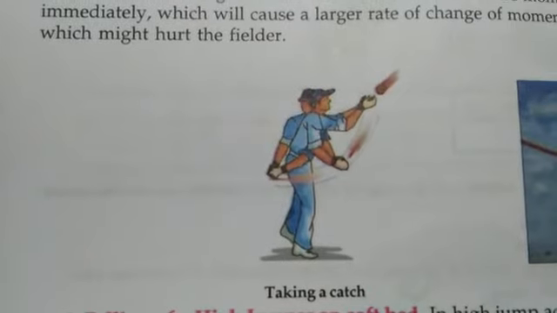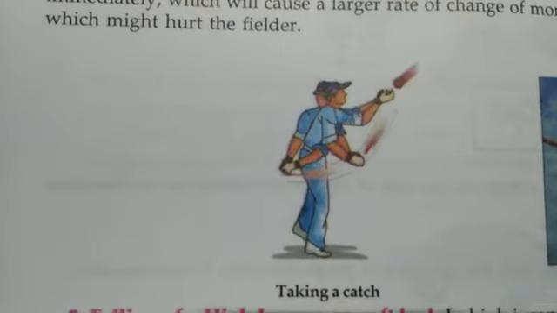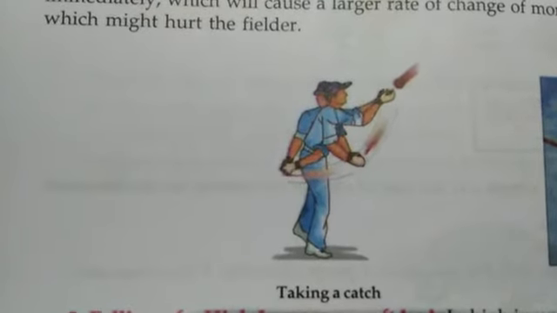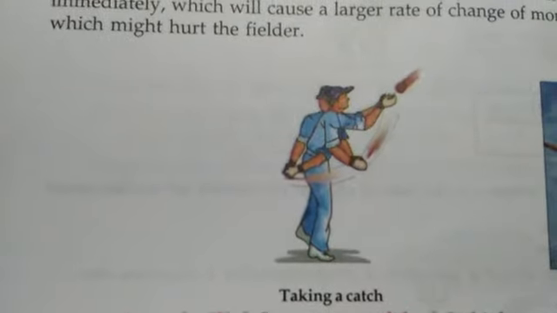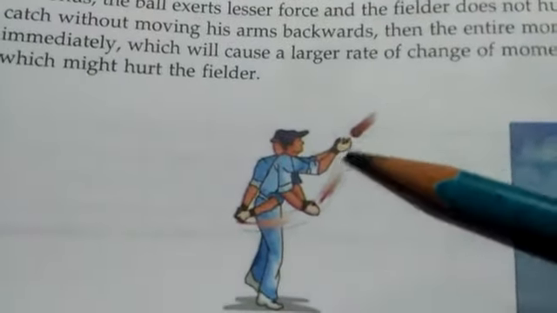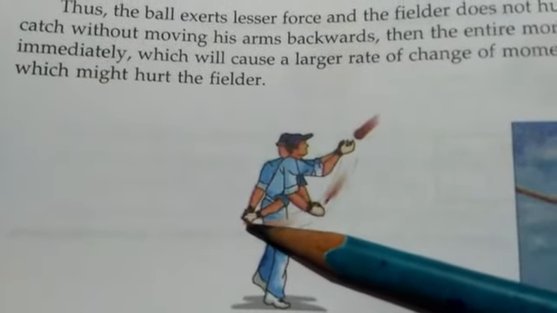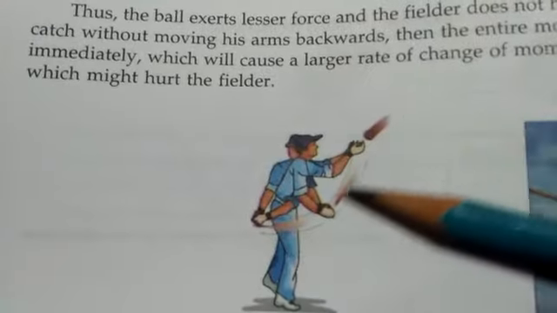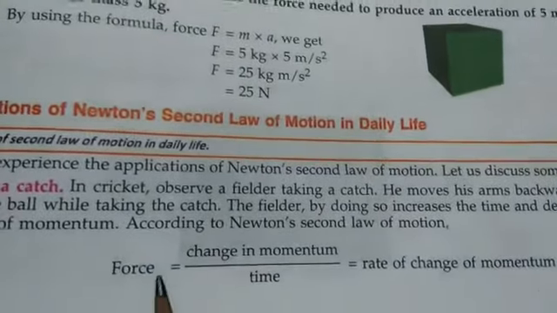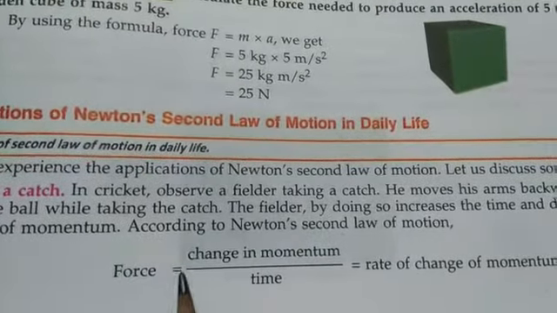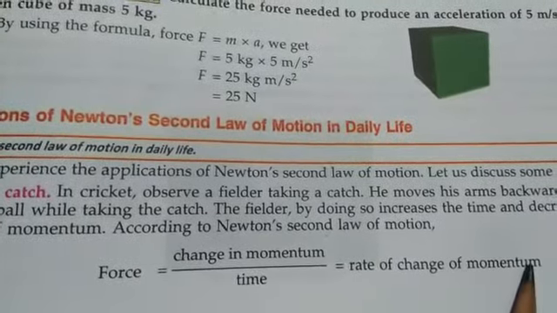You have seen that in cricket also, when players have to catch a ball, they put their hands down. Here you can see the ball is coming towards the catcher and he is pulling the hands down and holding the ball. Why are they doing like this? They are doing that because from Newton's second law, force equals change in momentum upon time, which is rate of change of momentum.